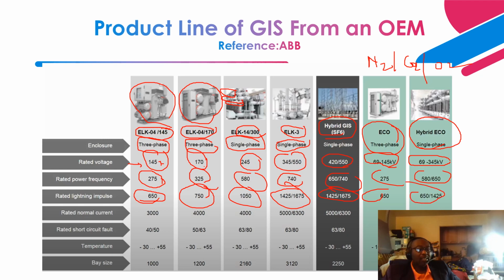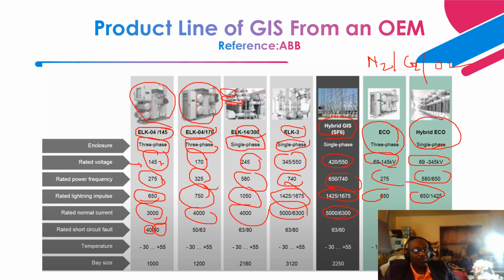Next is the nominal current, which is the rated current for these switchgears. The first one is 3,000 amps, next one is 4,000 amps, and next one is 5,600 amps. Then for short circuit capability, we have 40 kA and 50 kA. The 40 kA is the symmetrical current, and the 50 kA is the asymmetrical current.